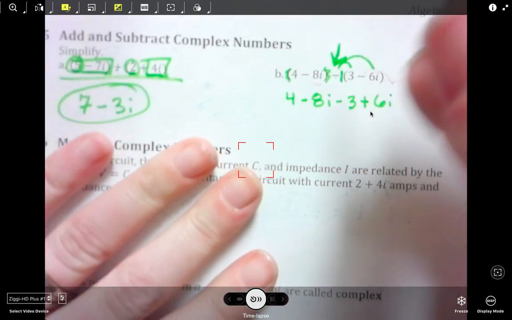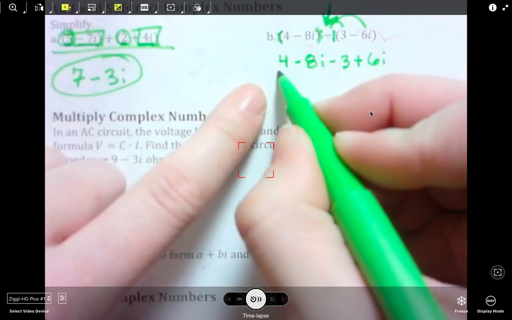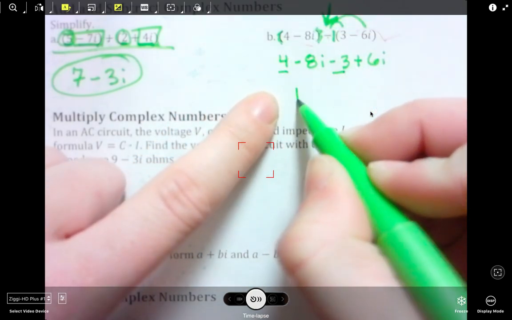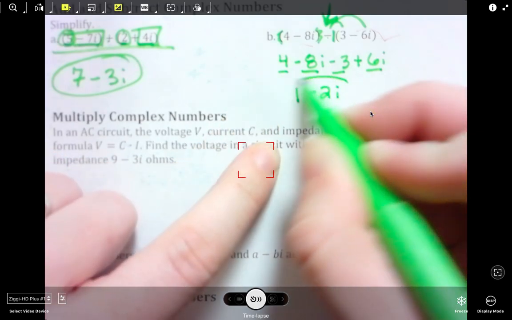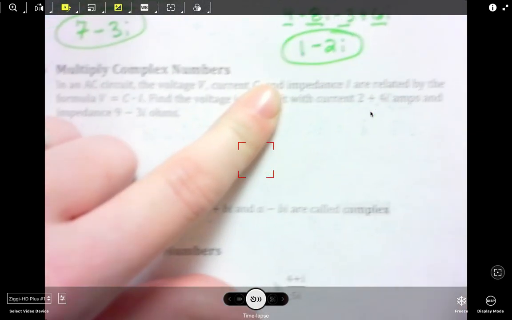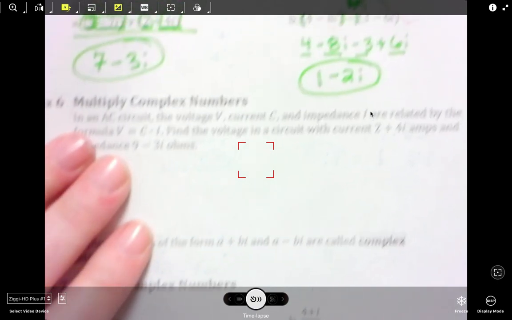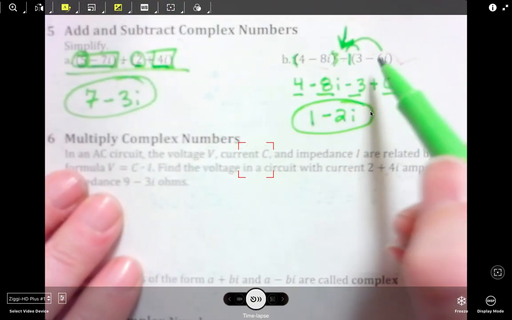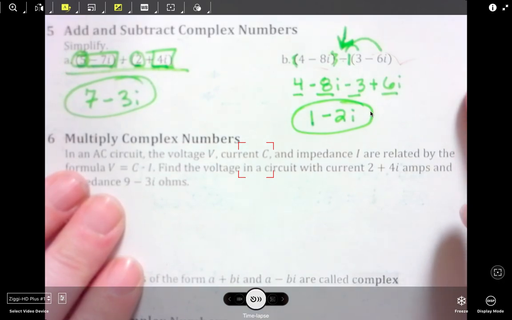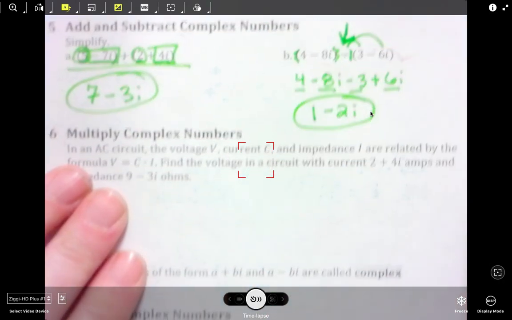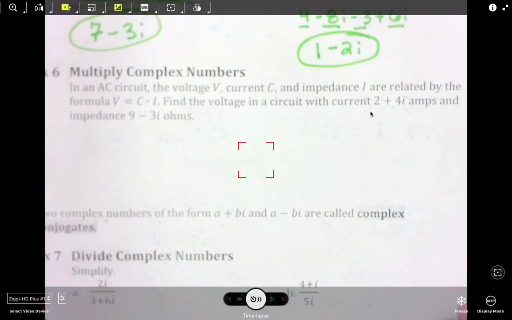okay? All right, now I'm just going to join the like terms. So 4 and negative 3 is 1. Negative 8i and 6i is negative 2i, okay? All right, so 1 minus 2i, that's all. So when you're dealing with a negative, distribute the negative through for everything that's after the negative. Okay, not before, everything after the negative needs to become a different sign, right?